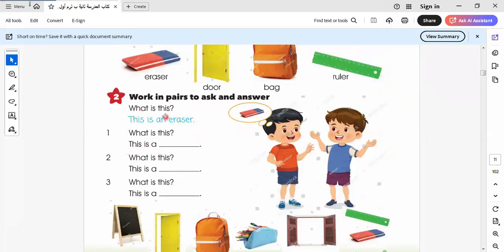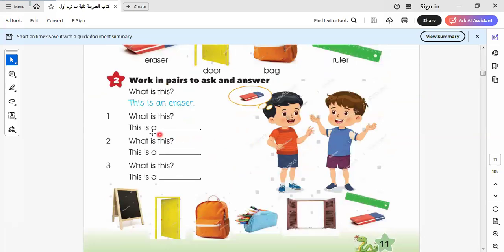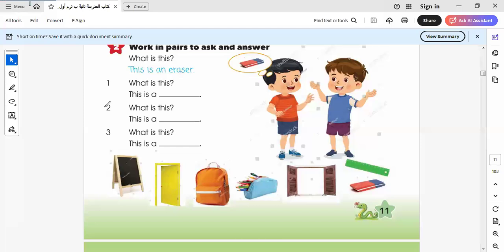Here we say, what is this? So here I ask about something that is near me. Here we say, this is an eraser. What is this? We can say, for example, pencil case. What is this? This is a board, for example. So when you ask about something, I answer, this is a. We write here, this is a ruler, for example, or this is the bag, or this is a board. So here I write the thing that is in front of me.